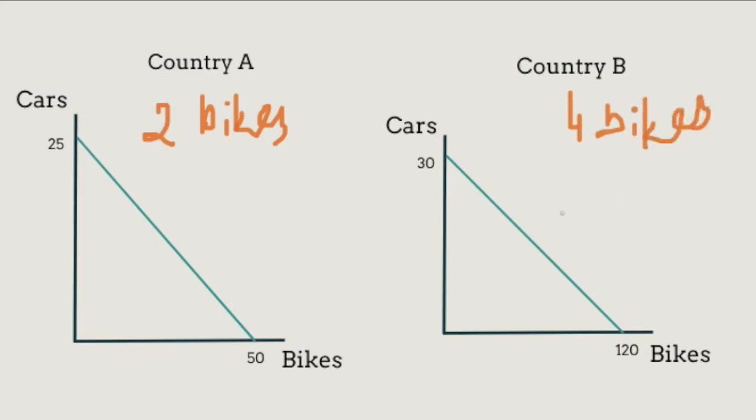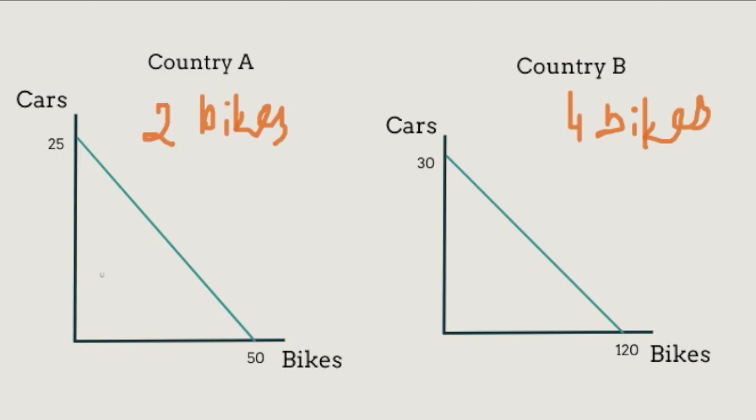That means country A has a comparative advantage in producing cars, because producing one more car requires the giving up of fewer bikes than in country B's case. That means country A has the comparative advantage and should be producing the cars, because it's giving up fewer bikes to do so. Now that's not saying that it's better at producing cars.